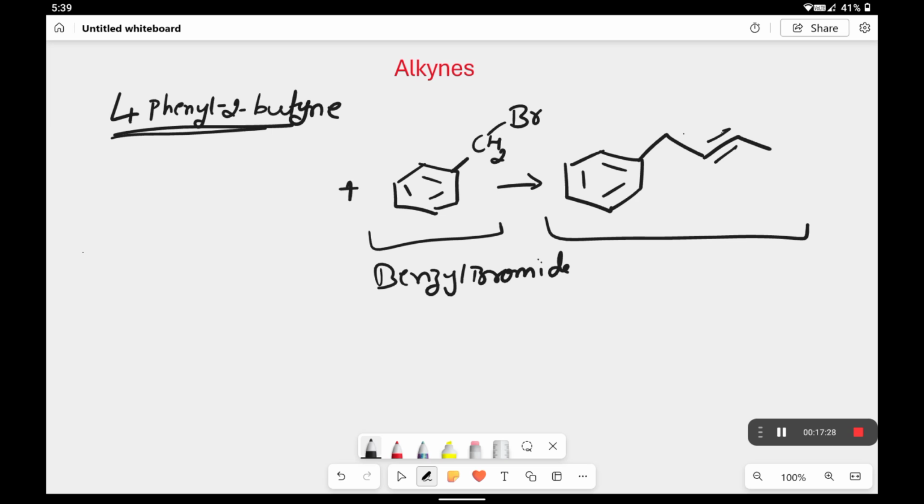So what is the product that you want? 4-phenyl-2-butene. So you want to introduce the 2-butene group. Here one carbon atom is already there. What do you want to further introduce? You have to introduce three further carbon atoms. So what is the starting material that we can choose? Here I am writing one compound. You just see, is it enough?